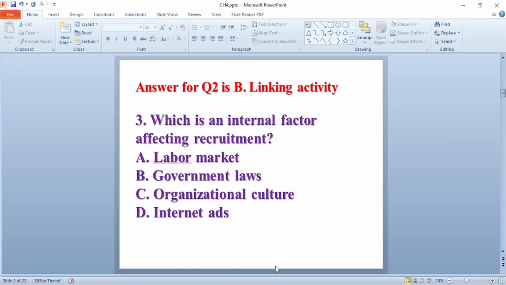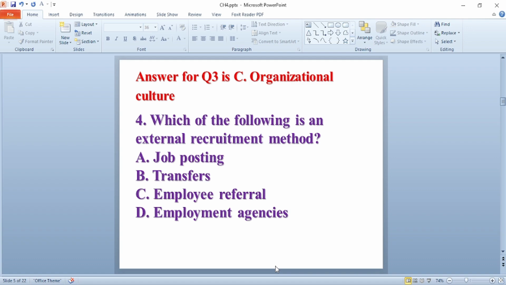Question number 3. Which is an internal factor affecting recruitment? A. Labor market. B. Government laws. C. Organizational culture. D. Internet ads. The answer for this question is C. Organizational culture.